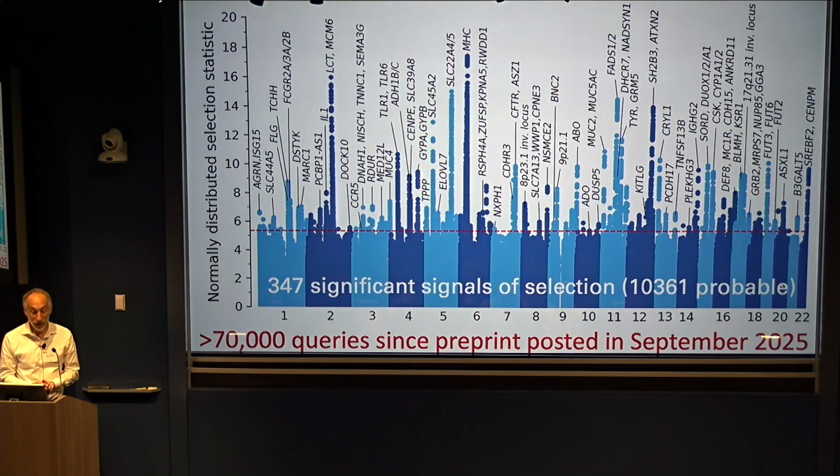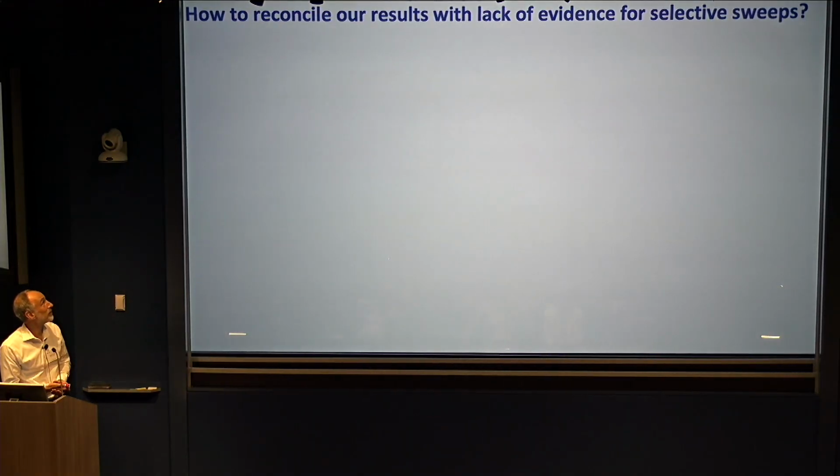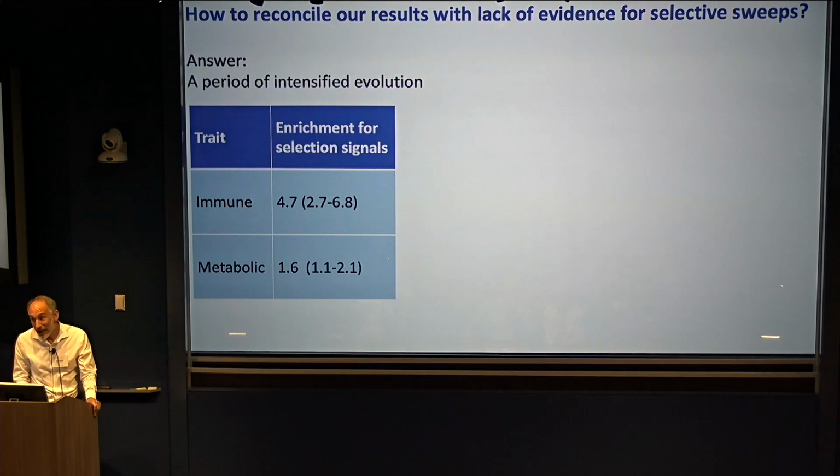And people are already using this in all sorts of ways. So how do we reconcile these results with the lack of evidence of selective sweeps in the previous genetic data? Well, one answer is that we're in a period of intensified evolution. At least in this part of the world, which is Europe, there seems to have been intense evolution in the last 8,000 years, maybe because people were moving to new cultural and environmental conditions, with an especial intensity and overrepresentation, compared to the background that one would expect, for variants affecting metabolism and immune traits.